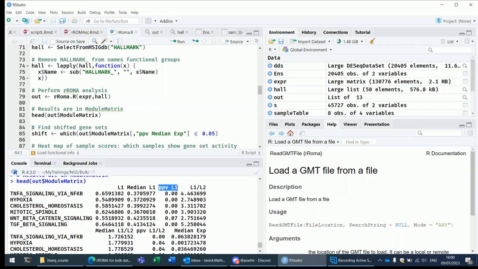He calculates a p-value for the L1. This p-value is the result of the comparison of the dispersion that he calculated for that particular gene set compared to the dispersion of random gene sets. So the lower the p-value, the more different this dispersion is from the dispersion of random gene sets. So the more likely it is that this gene set is over-dispersed.